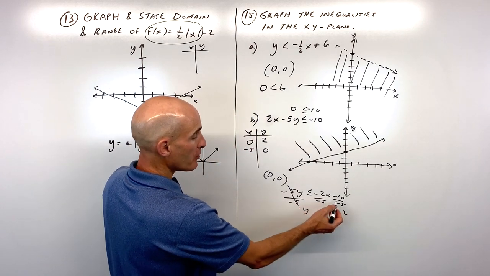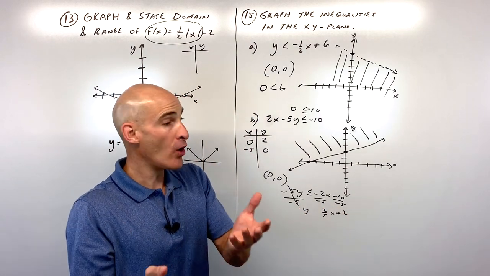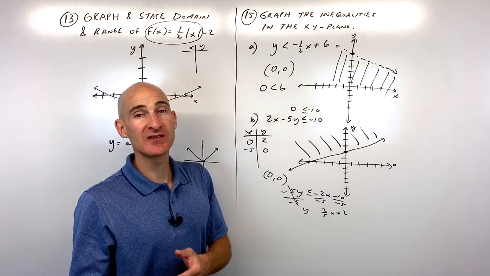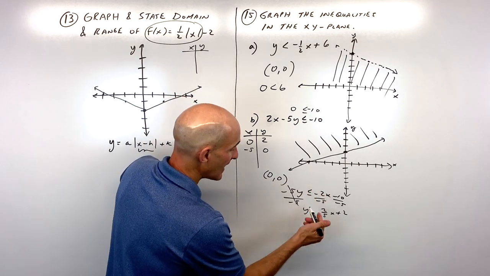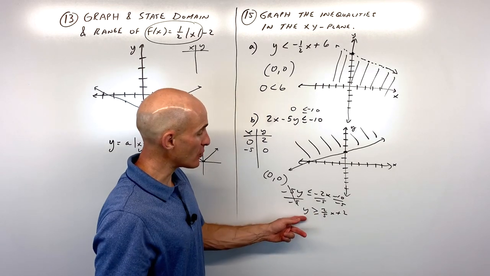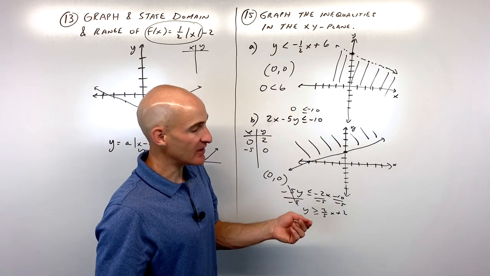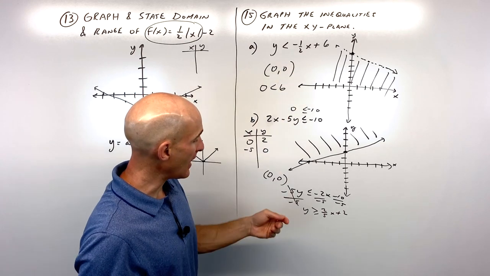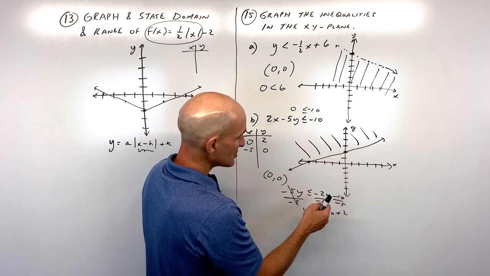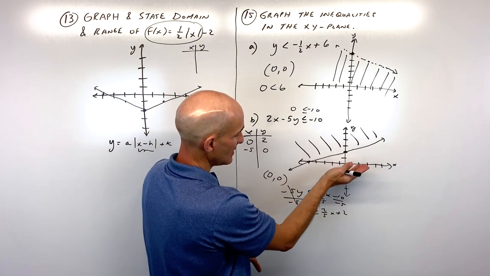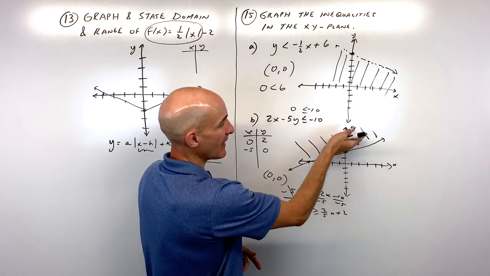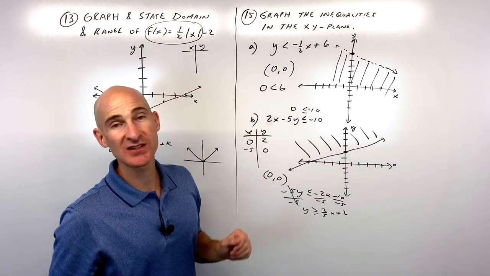But remember, when you multiply or divide both sides of an inequality by a negative number, what happens to the sign? That inequality sign actually flips. So now this is greater than, and now it's making sense in the context of what we did in letter A. The plus 2, that's your y-intercept. The slope is 2/5, and greater than or equal to means shading above or on that line. Any point in this region will make this inequality true.